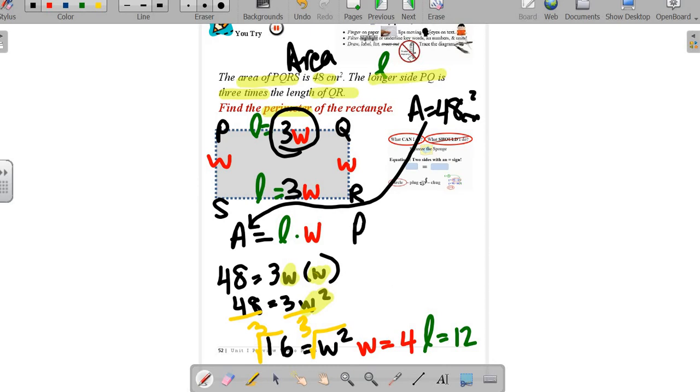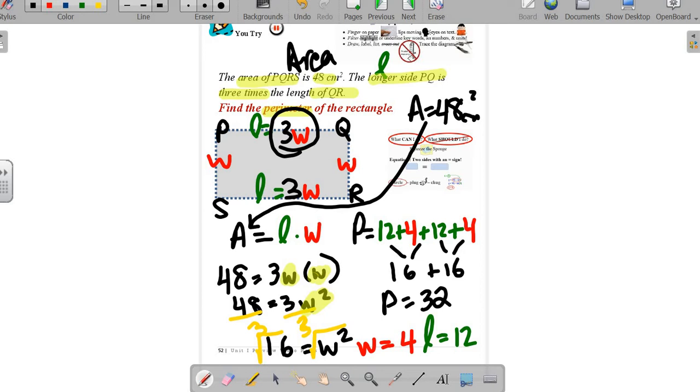Therefore, your perimeter, if you walk it around, is going to be 12 plus 4 plus 12 plus 4. That's 16. 16. Our perimeter is 32. And check units, centimeters. Okay, check your work. If you get it incorrect, I expect a notation to what you're going to do differently next time.